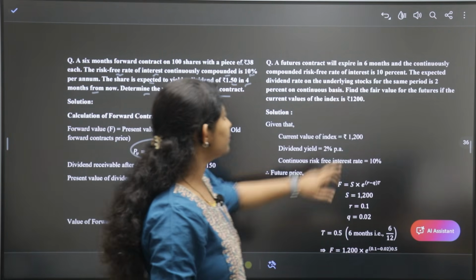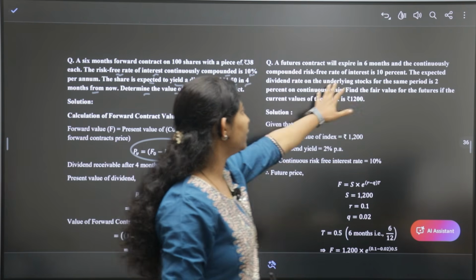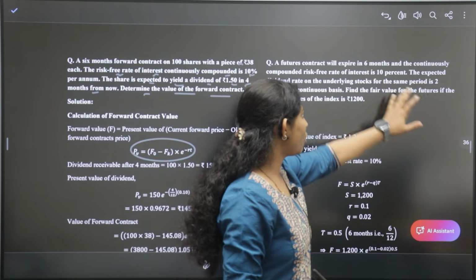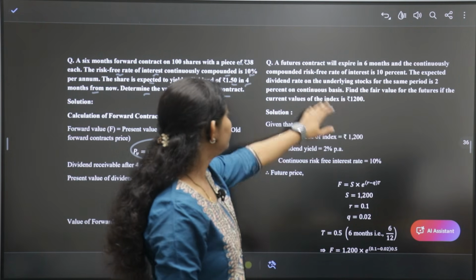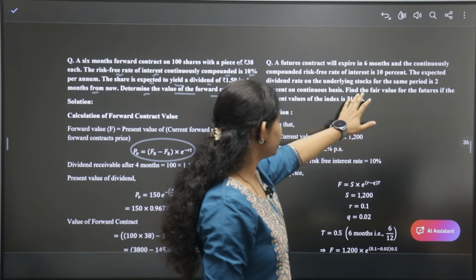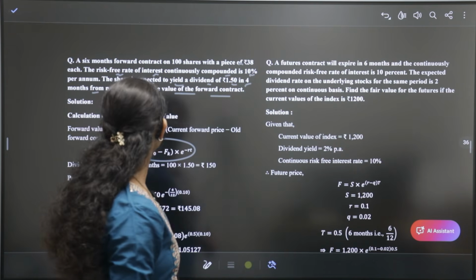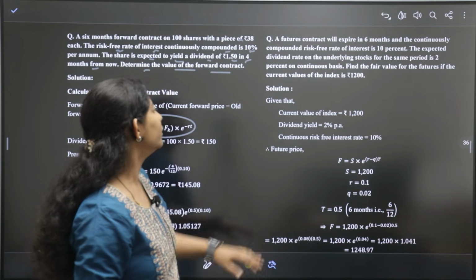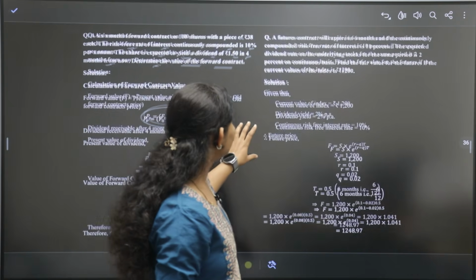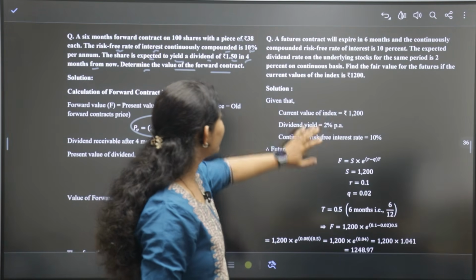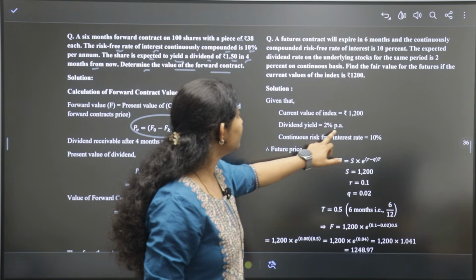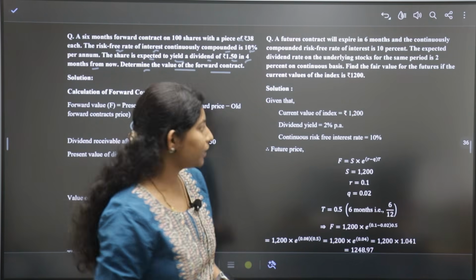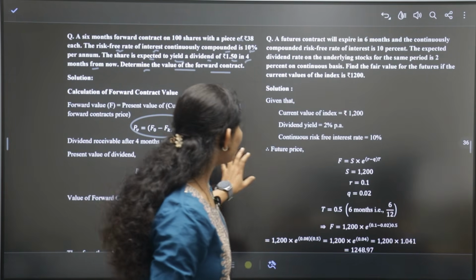Next, the future contract will expire in 6 months, the continuously compounded risk-free rate of interest is 10%, and the expected dividend rate on the underlying stock for the same period is 2% on a continuous basis. Find the fair value of the future. We calculated the forward here. Now the same thing for the future. The formula will be just opposite to the forward. So let's put in all the values. The current index value is 1200. Next, the dividend yield is 2%. Next, the continuous risk-free interest rate is 10%. They already gave 10%. Now put it into the formula.